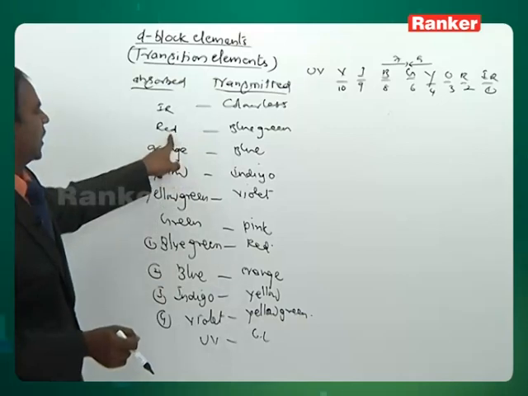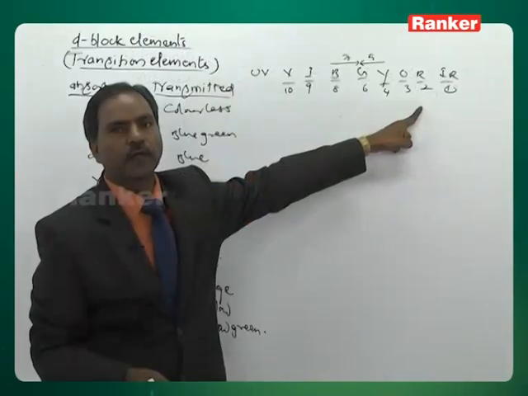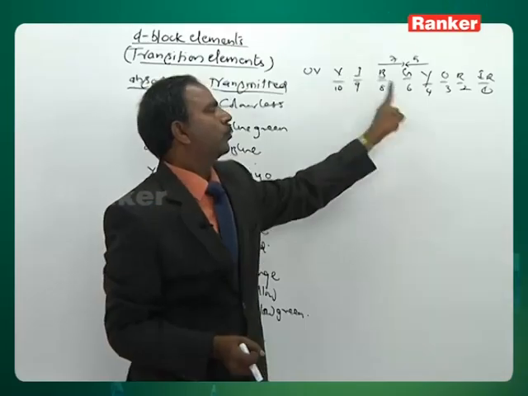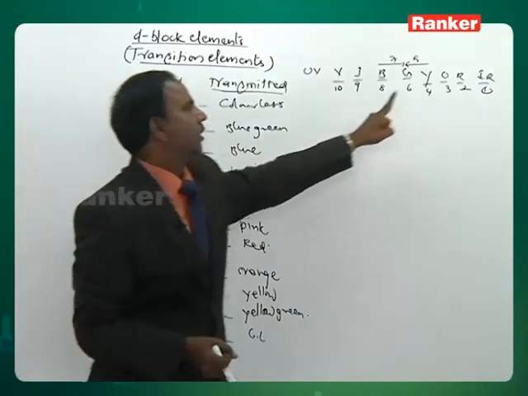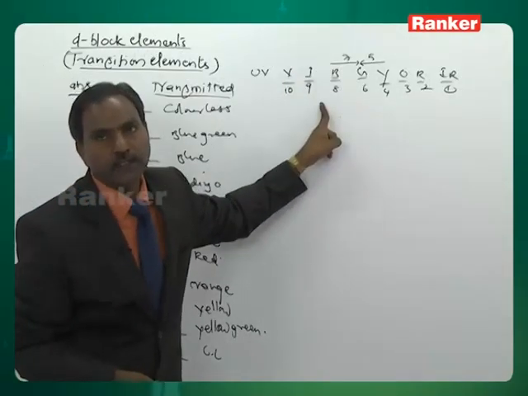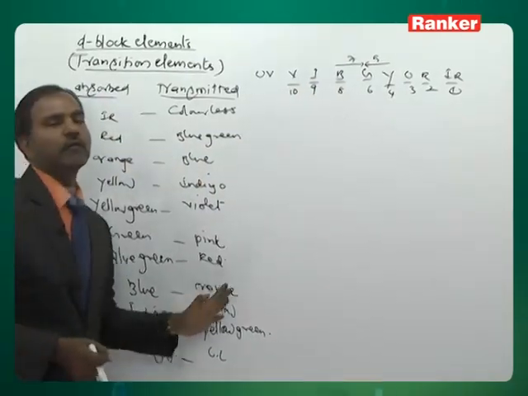Look here, red is absorbed. Red is what here? Longer wavelength region. Once longer wavelength region is absorbed, shorter wavelength region, blue green, is transmitted. Longer is absorbed, shorter is transmitted. Suppose shorter is absorbed, longer is transmitted. That we are understanding from this particular table.